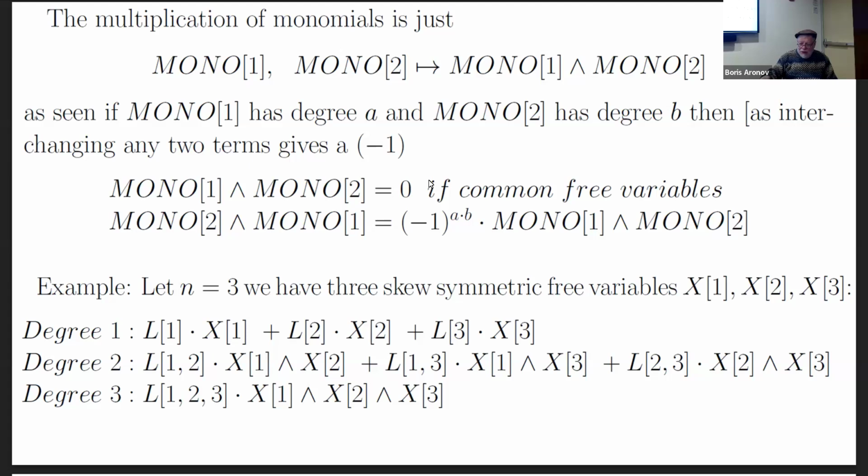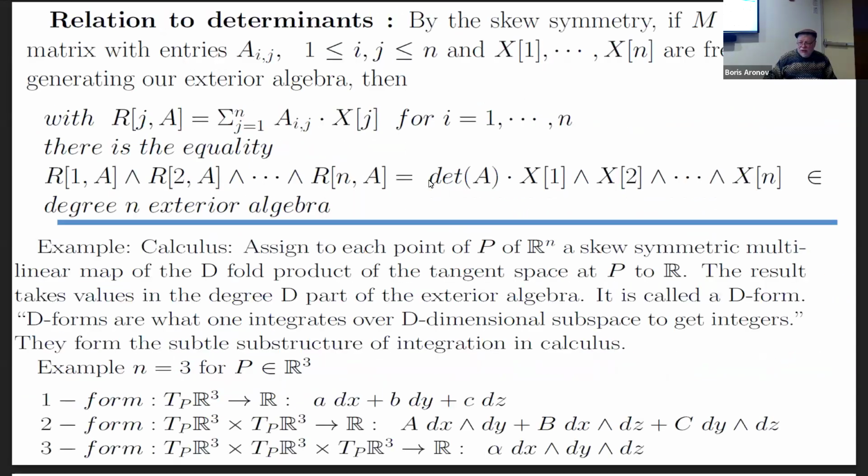All right, so for example, there are some examples done over here. For n equals 3, these are the symmetric forms, the skew symmetric free variables that you could get in degree 1, in degree 2, in degree 3, and so on. After degree 3, there are none for 3 variables, as we said. It's all finite dimensional. Now, let's briefly discuss how this is related to determinants.